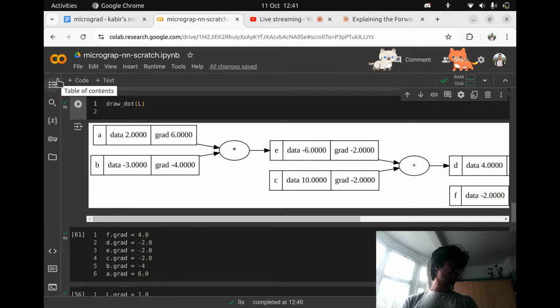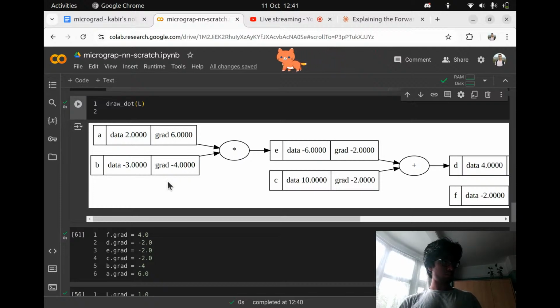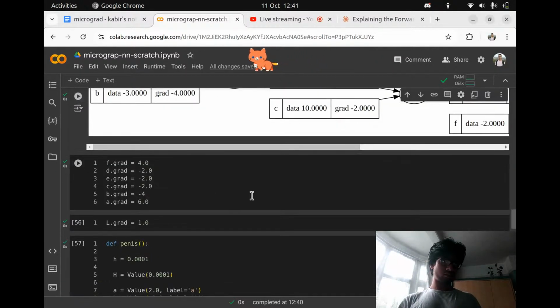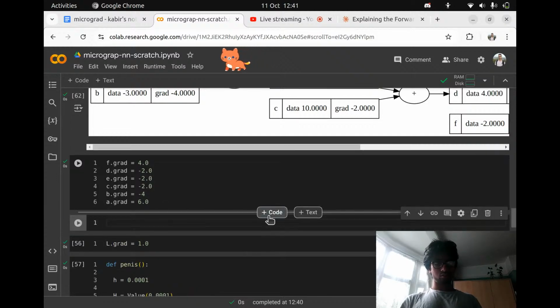What we're going to do is nudge our inputs to try to make L go up. So in particular, we want A dot data, we're going to change it. And if we want L to go up, that means we just have to go in the direction of the gradient. So A should increase in the direction of gradient by some small step amount. This is the step size. And we don't just want this for A, but also for B.